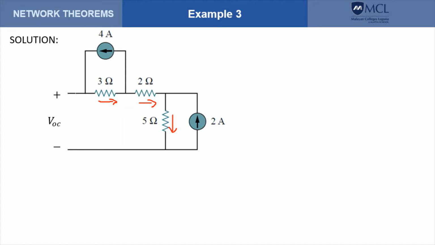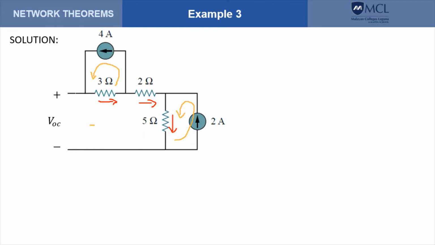I indicate my loop currents through the loops. So let's say this is my first loop here, and this is my loop current here. I'm using a counterclockwise direction for the loop. Here I also use a counterclockwise direction. Here there is no loop current because this is an open circuit, so the loop current there is 0.